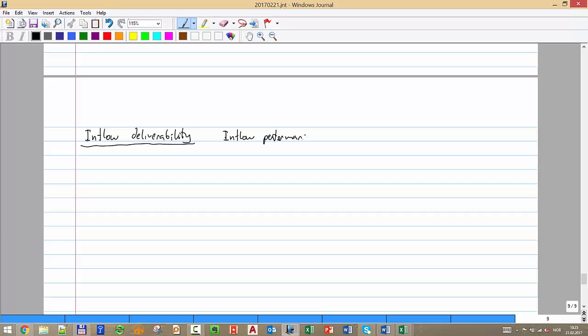Okay, then one thing that I want to comment on is the IPR, inflow deliverability, or what we call the inflow performance relationship. And that's for a given time, if you remember, that means for a given reservoir pressure, and also for a given depletion state.